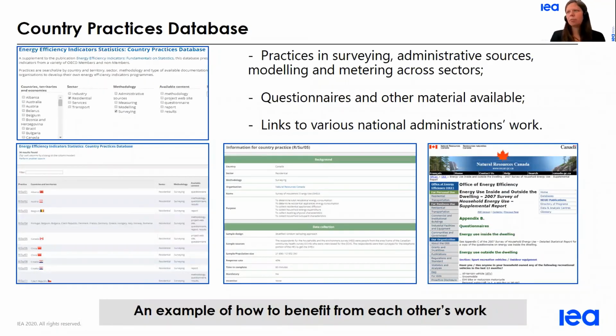This is an example of how it's used. For example, if we want to see residential surveys, we can go to this country practice database, and then we'll have a list of all the countries that have implemented and shared their practice and how they did it. For example, here we have the survey used by Canada, and this is really an example of how one can benefit from each other's work and try to exchange on best practices.